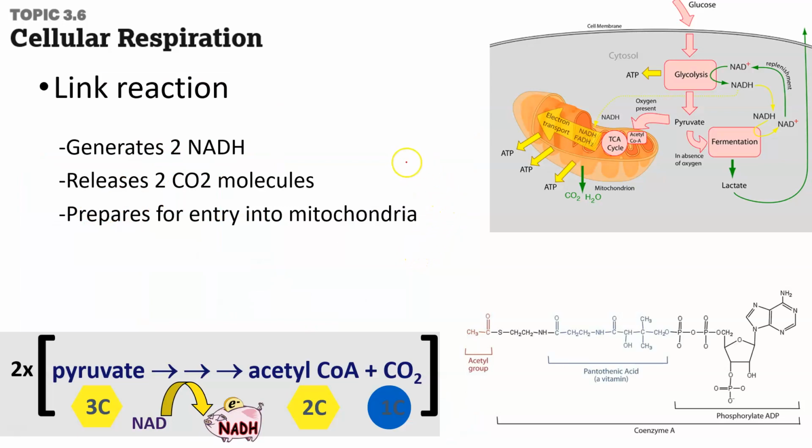Okay. The link reaction. This is the second reaction that takes place. This is the binding of that coenzyme A to this acetic acid here that's going to give us our acetyl coenzyme A. It generates 2 NADH, releases 2 CO2 molecules, and this prepares the molecule for entry into the mitochondria. I'm showing you down here what the coenzyme A looks like. If you look at this molecule, it should look somewhat similar.